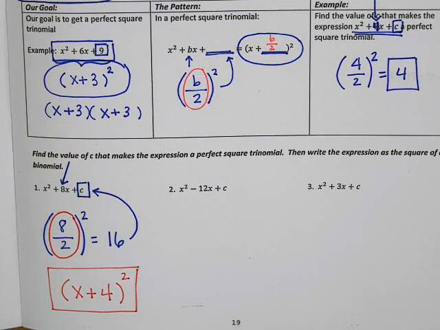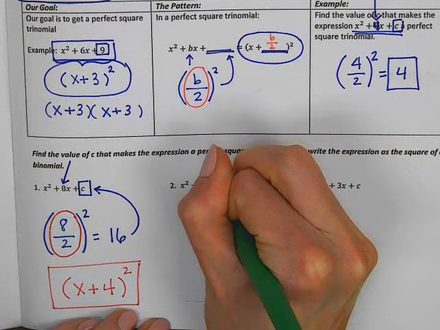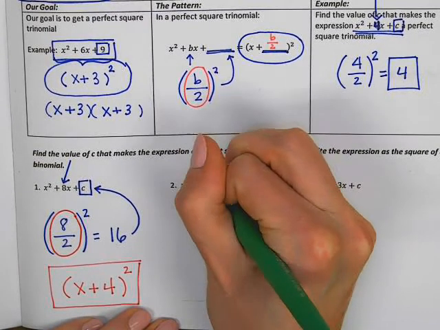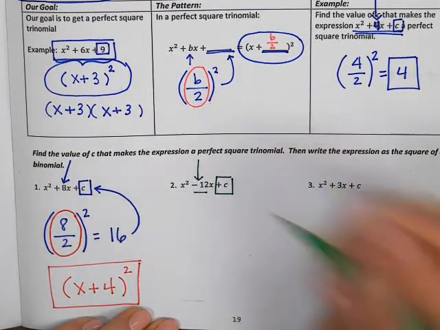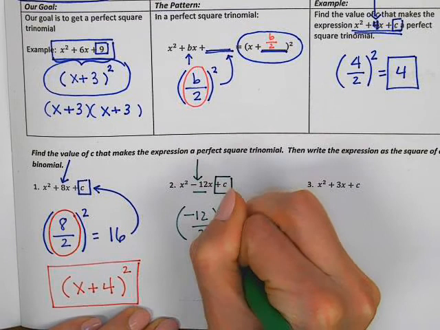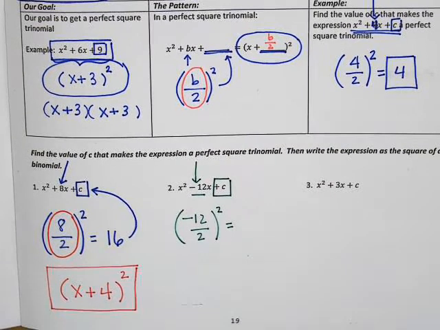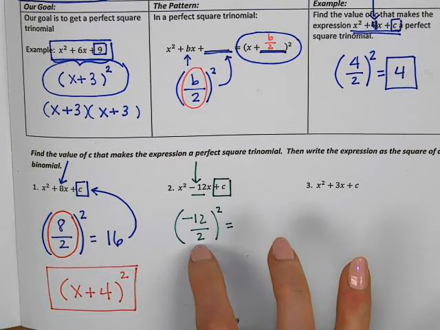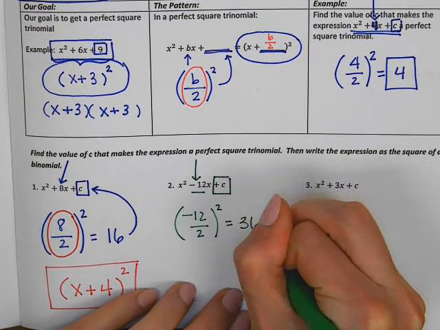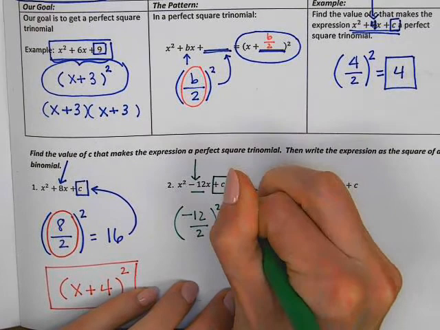All right, let's try a couple more. So number 2, to find C, the formula is b over 2 squared. Okay, in this case, b is negative 12. So we got to do b over 2 squared. So what's that? Negative 12 divided by 2 is negative 6, and negative 6 squared is 36. So C is 36.